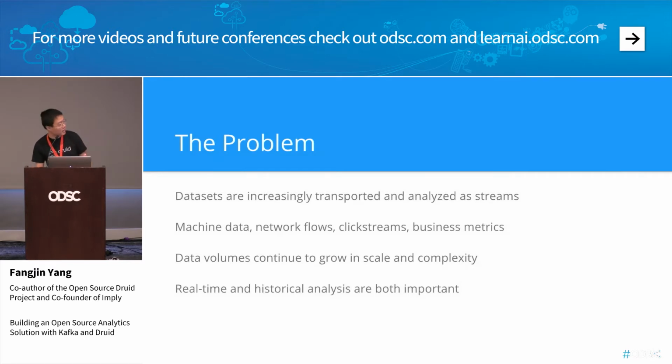What you've also probably seen is these streams of data are getting more and more complex and also growing a lot in scale. And oftentimes when we talk about streams, you might think about real-time analysis and trying to analyze events soon after they occur. But in a lot of real-world use cases, both real-time analysis and historical analysis are important. So you may want to know what's happening right now and also be able to correlate that with things that happened in the past.